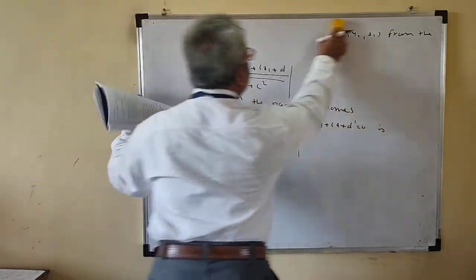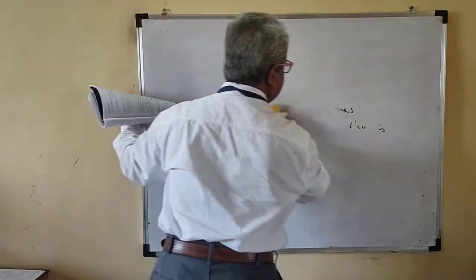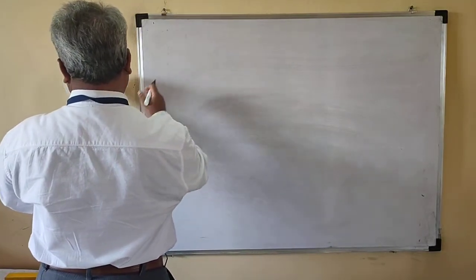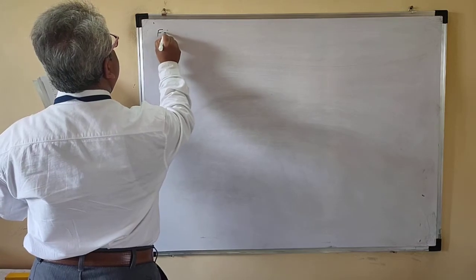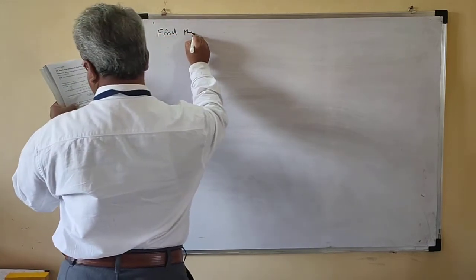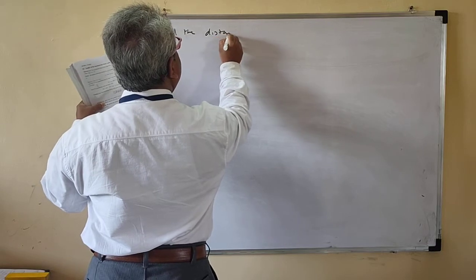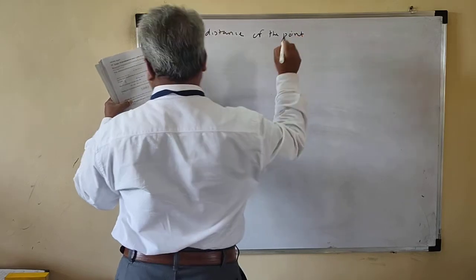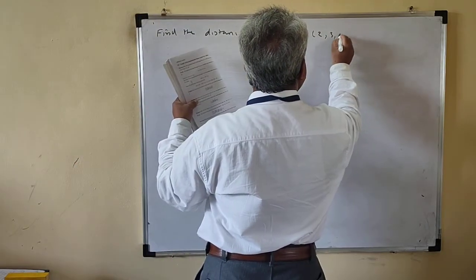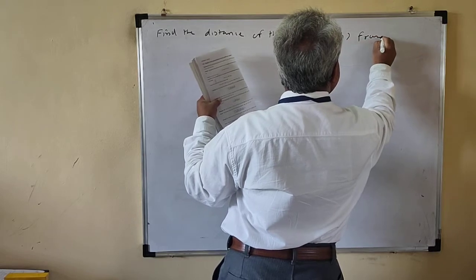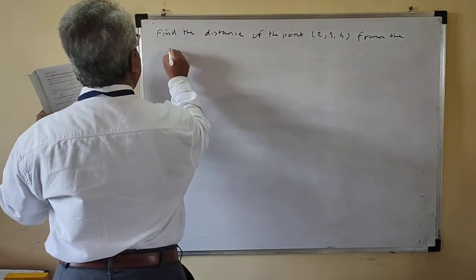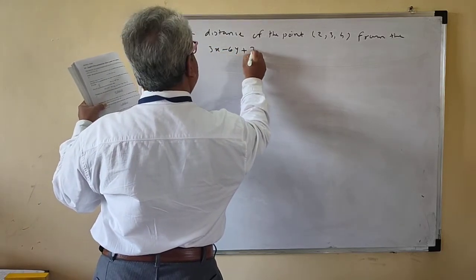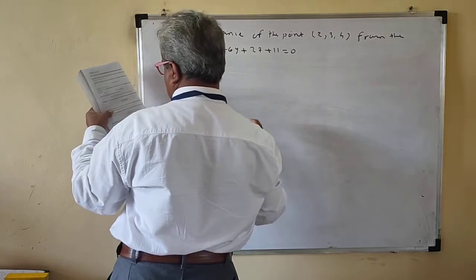Okay, so we'll solve a problem on it. Find the distance of the point (2, 3, 4) from the plane 3x minus 6y plus 2z plus 11 is equal to 0.